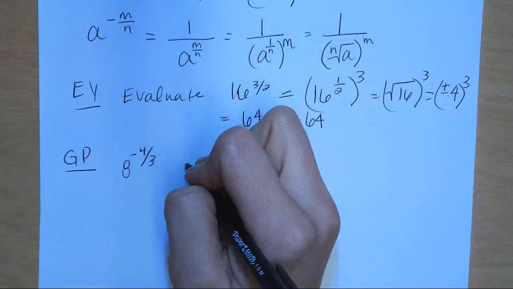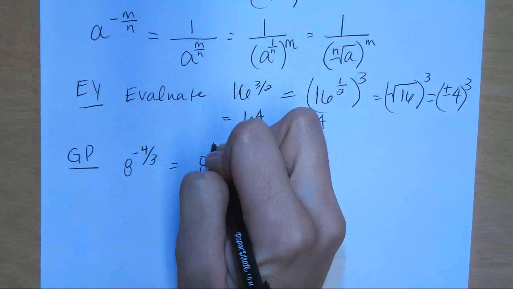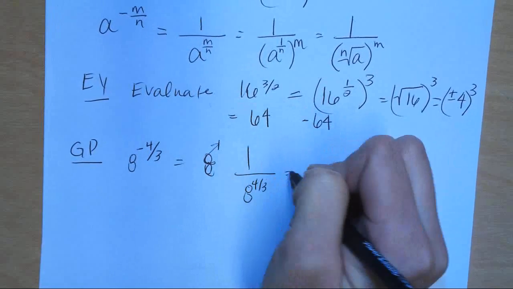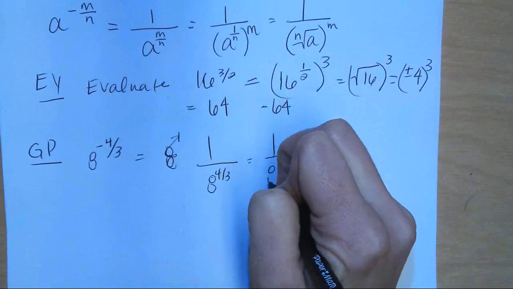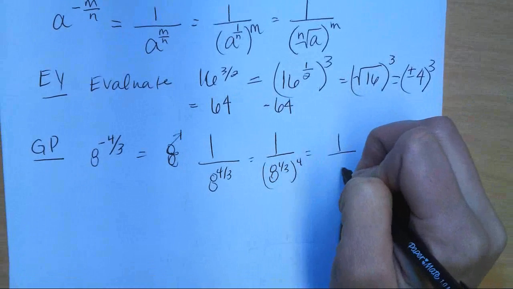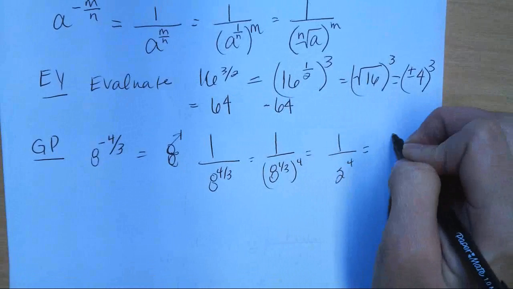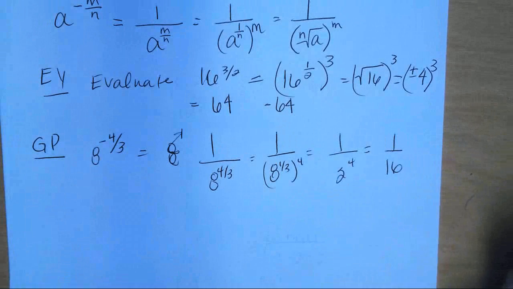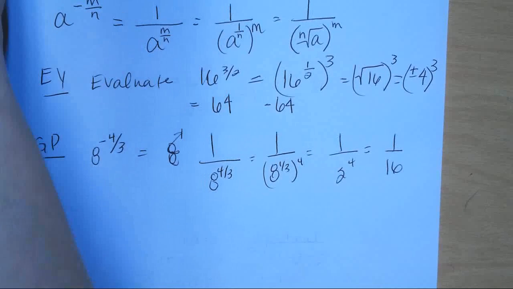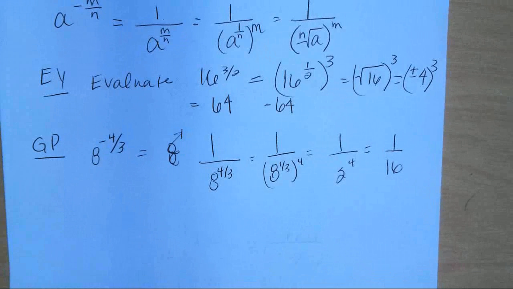Okay, so we have 1 over 8 to the 4/3, which is 1 over 8 to the 1/3 to the 4th, which is 1 over 2 to the 4th, or 1 over 16. And this is how I want you to do this, not enter it in your calculator. Some of these are going to say solve without a calculator, and some are going to say solve with. So if it says without, then I want you to show all of these steps.